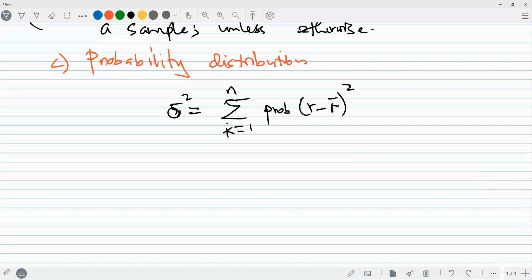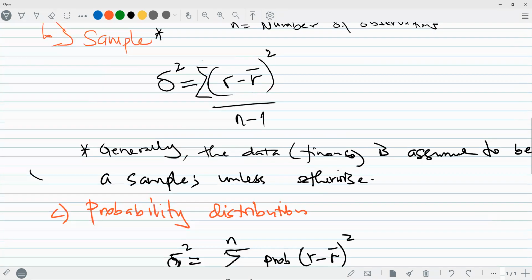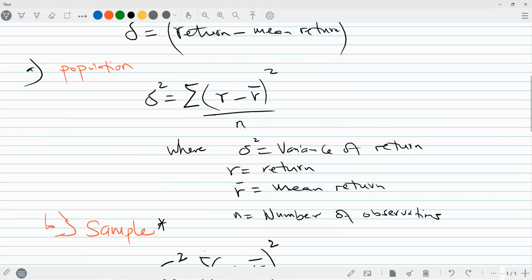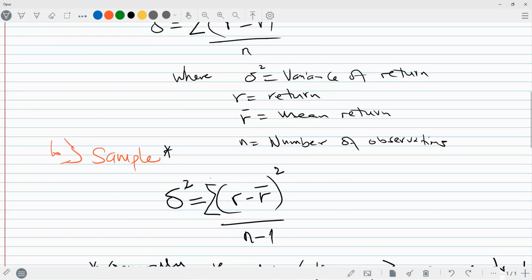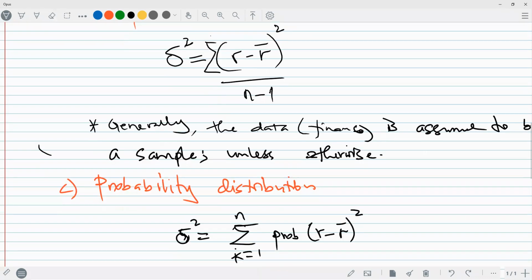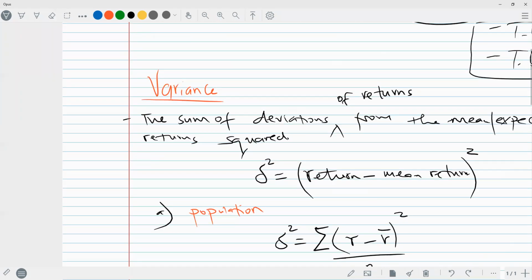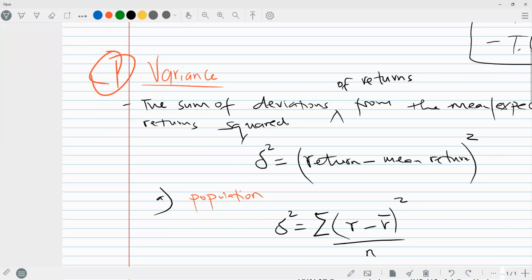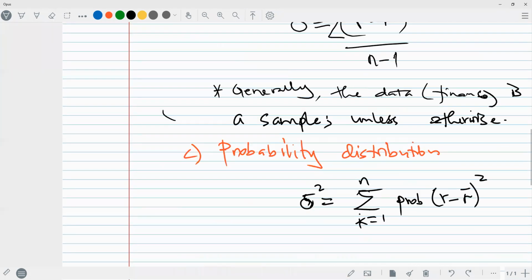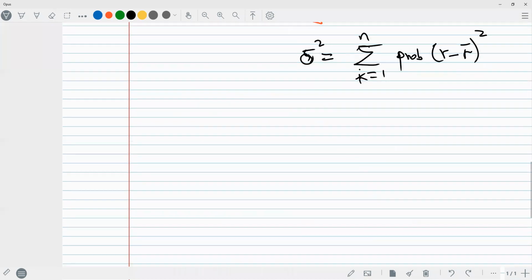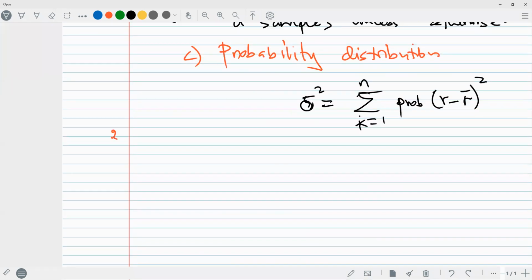Okay, so that's how we get the variance for those three sets of data, either from population, from sample, or from probability distribution. That's the first one, the use of variance analysis. Now let's analyze the case where you want to get the standard deviation. Another measure of risk, number two, is called the use of standard deviation.